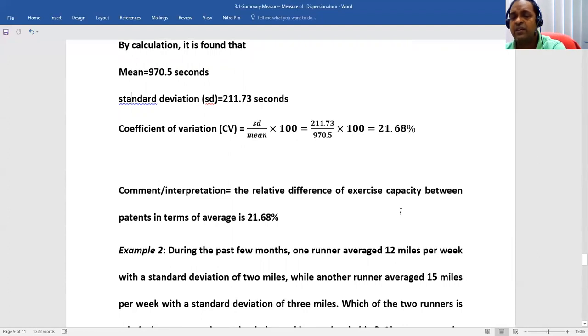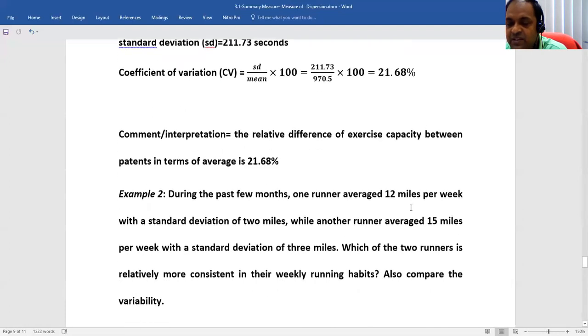Please remember the comment: in the variance, we got the squared difference. In the standard deviation, we got the simple or absolute difference. But for the CV, or coefficient of variation, we are getting the relative difference of the exercise capacity of the patients in terms of average, which is 21.68%. So the relative difference of data relative to the mean is 21.68%. It will be more interesting when we compare two groups. Then you can understand which group is more similar or more consistent than the other.